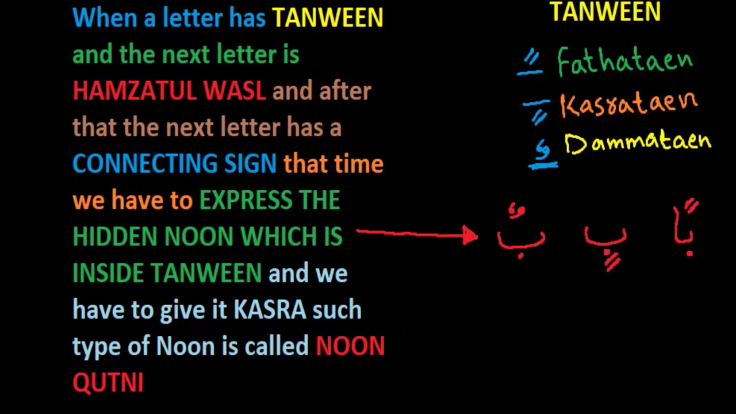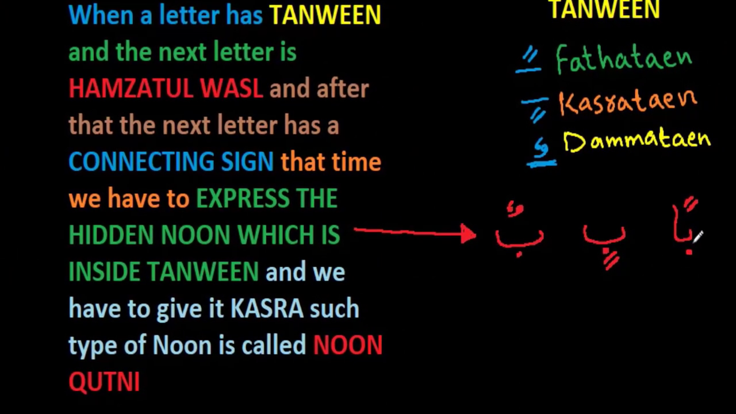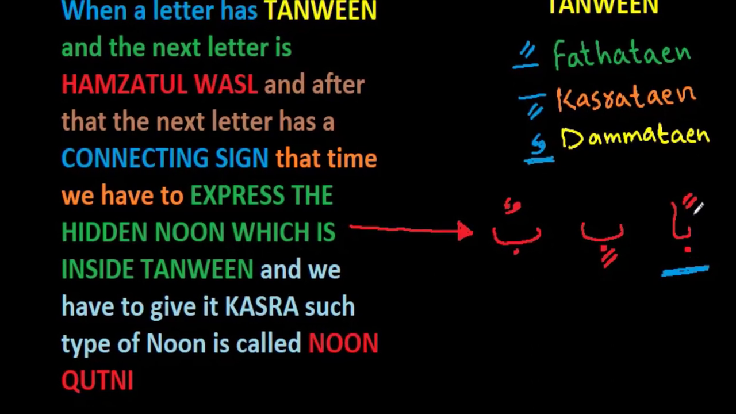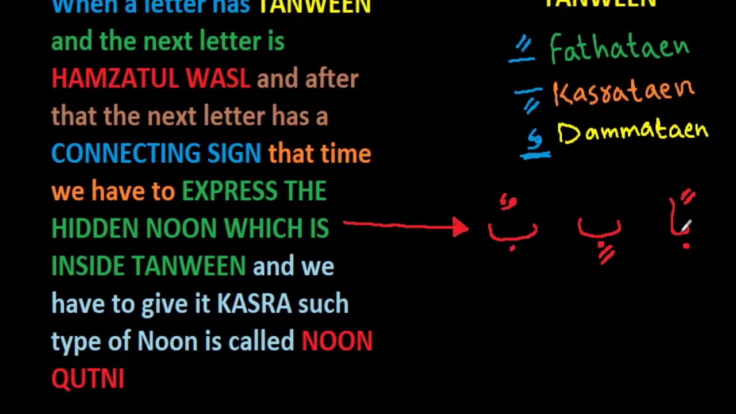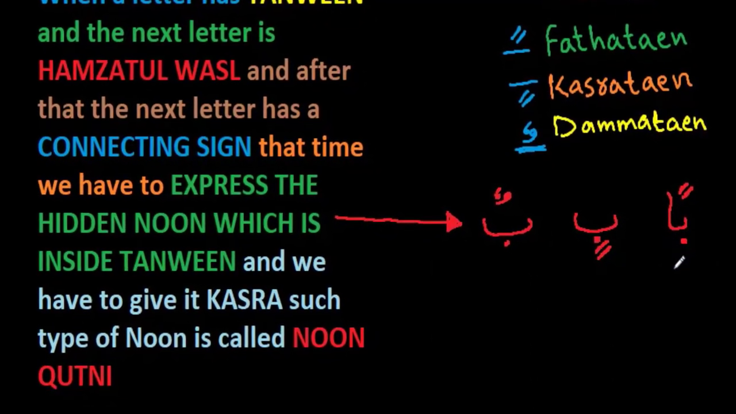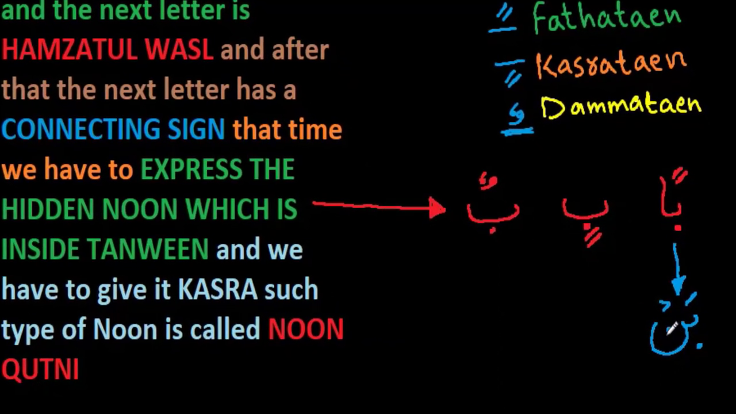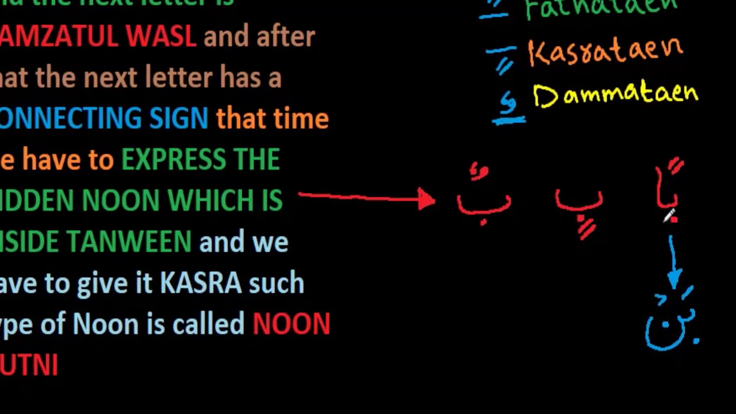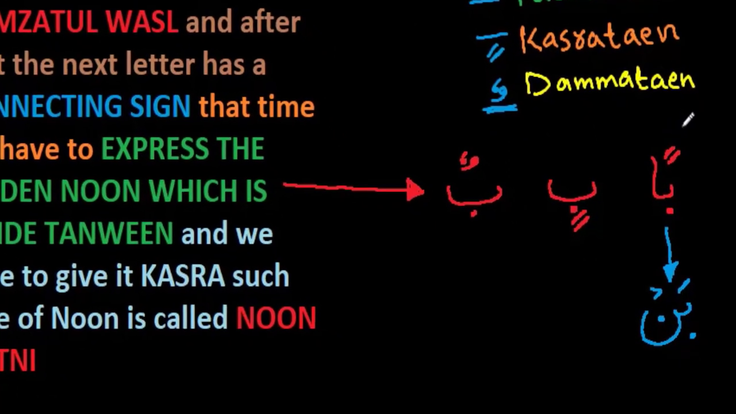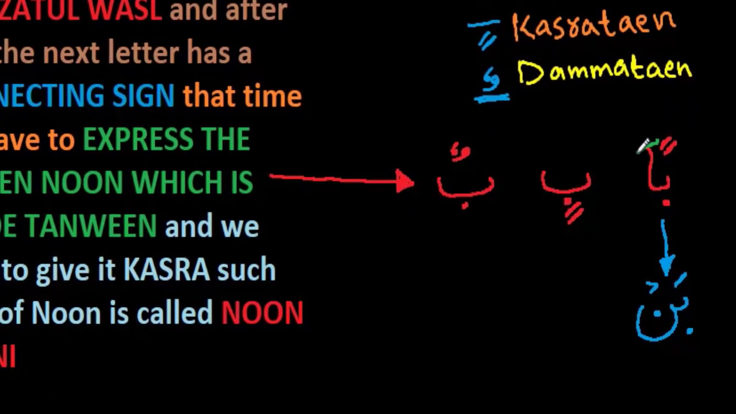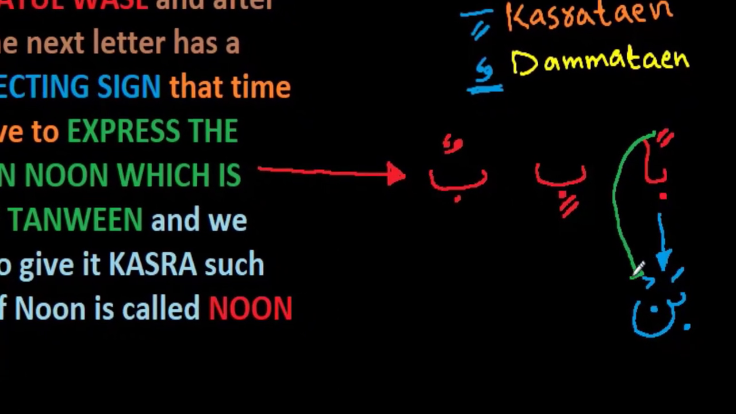As you can see here, I have taken letter ba. If we pronounce that with fathatain, it becomes "ban". But if we open this, we write it in this way. This is also "ban", so it means that we have the same pronunciation and two writing styles. So here we can say that the second fatha stands for noon saakinah.